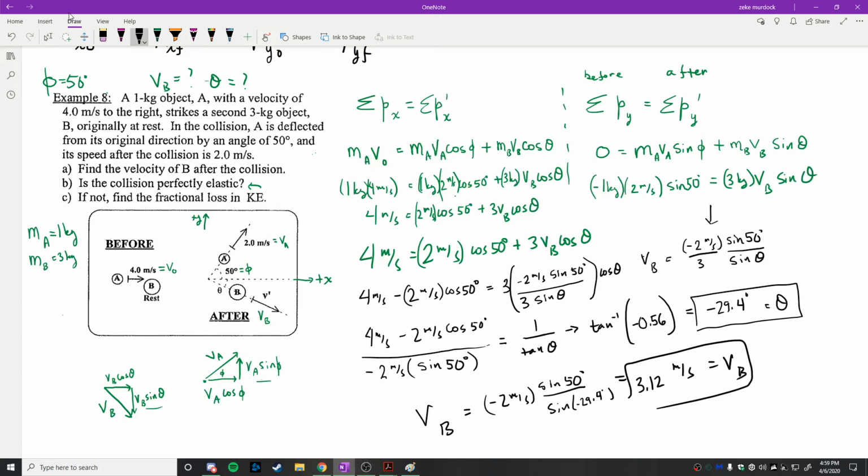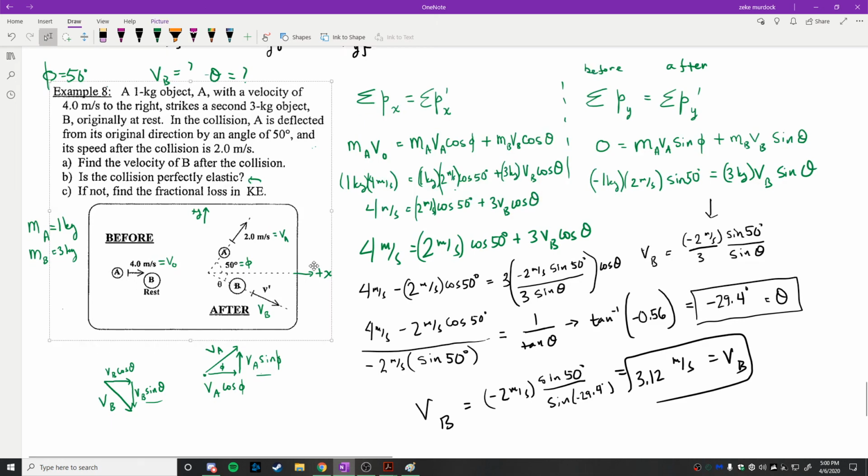Oh, good. That's good. Okay. Do you guys have any questions? I think these problems are really tricky. They can get even harder, too. If you change this to an elastic collision, well, we need to figure out, is it elastic? How would I determine, is it elastic or not? How do I figure that out?